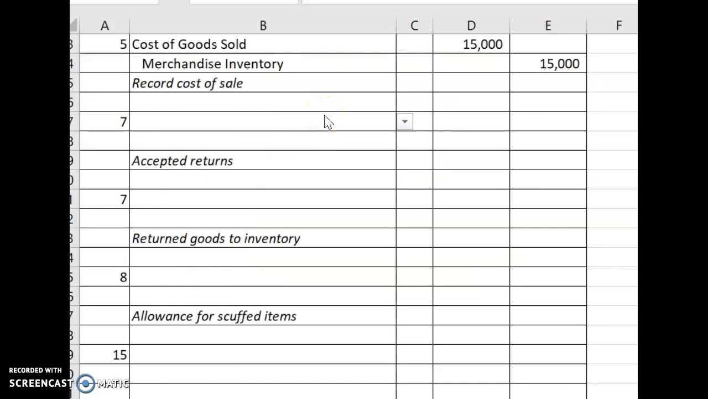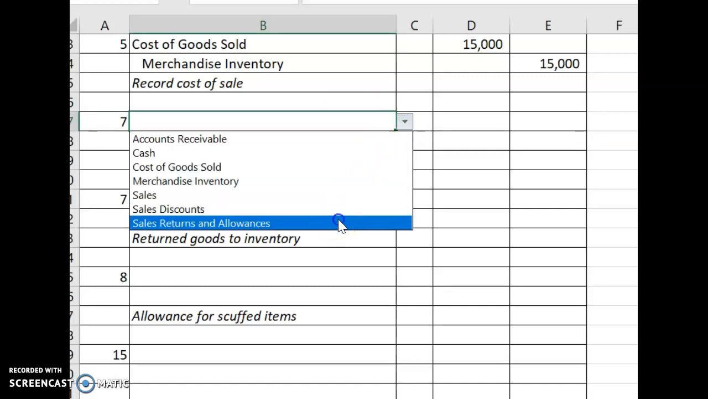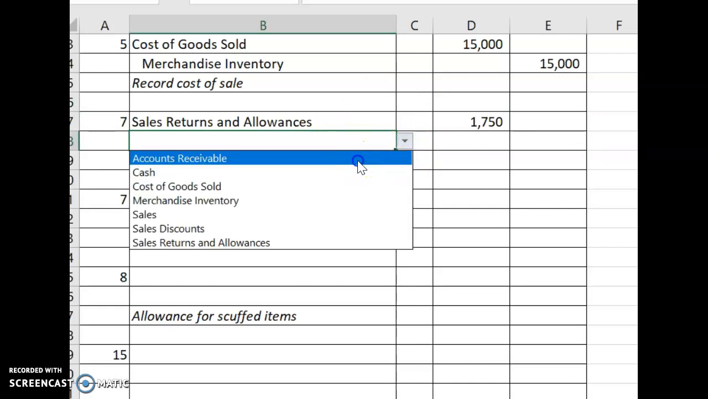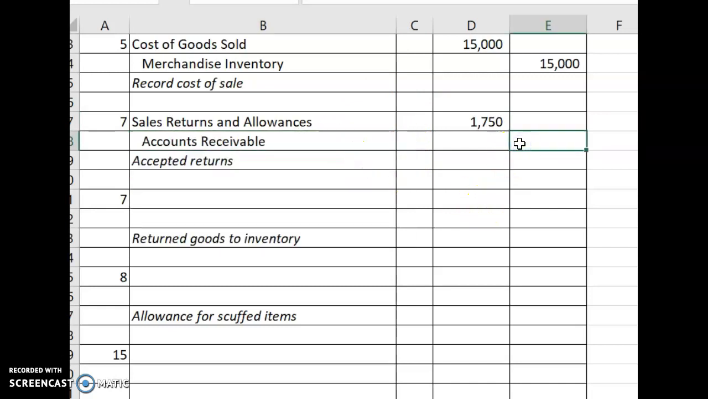On May 7th, Macy returned 125 units because they didn't fit their customer needs. Not defective, the goods were returned to us. So we will put this in our sales returns and allowances for $1,750 was the invoice amount. They've returned it to us, so we'll take it out and we will credit their accounts receivable account for $1,750.